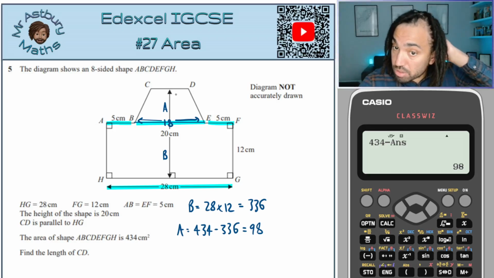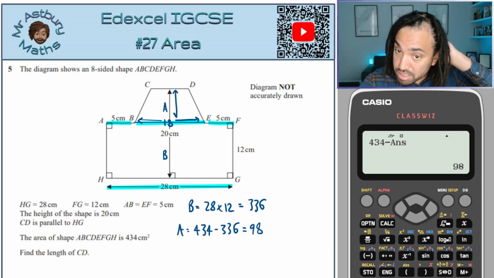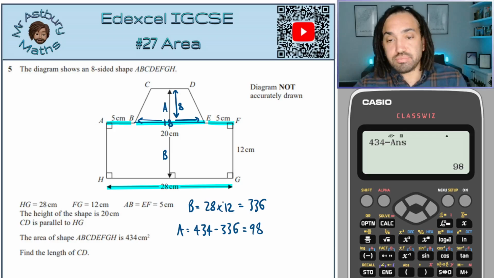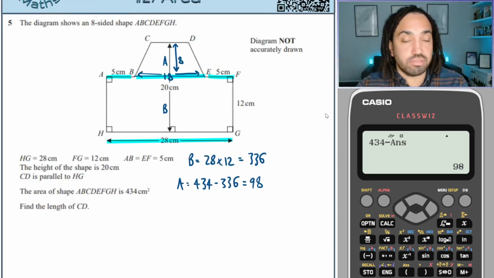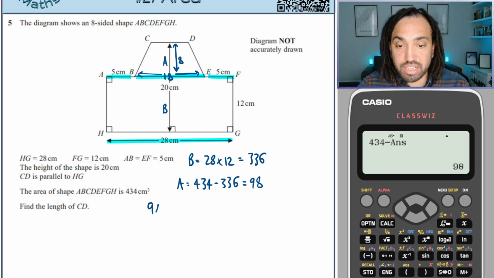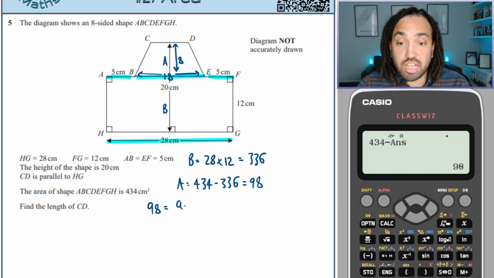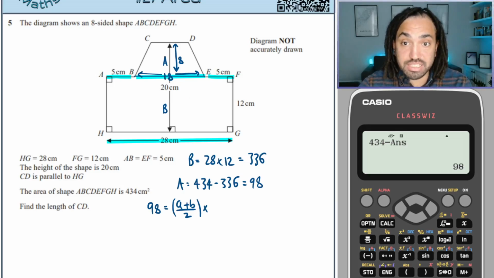And also we know what the height is of this trapezium, because we can see here that the overall height of the shape is 20 and the height of this side is 12. So the difference between them is 8. Okay, perfect. So we now know the area of that trapezium is 98, but we also know the area of a trapezium given in our formula sheet, should I say, is a half of the two parallel sides added together multiplied by the height, or the gap between them.